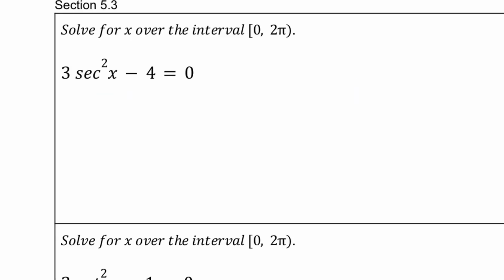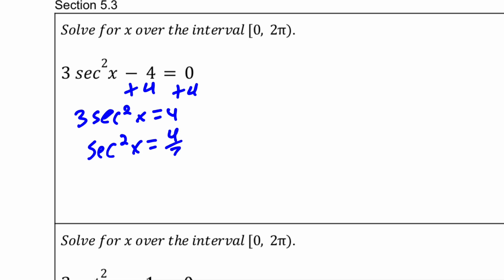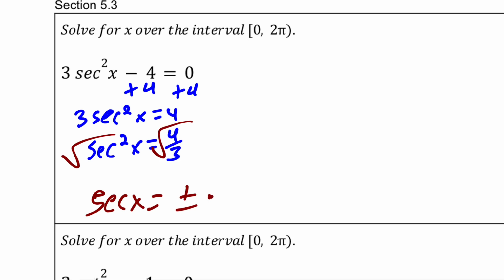So let's solve this like it was a quadratic, where we add 4 to both sides, and then we divide by 3. So we have, well, let me just write it out. 3 secant squared x is equal to 4. So secant squared x is equal to 4/3. And then we take the square root of both sides, so we have the secant of x is equal to plus or minus the square root of all of that, which let's just simplify. Let's call it 2 over root 3.